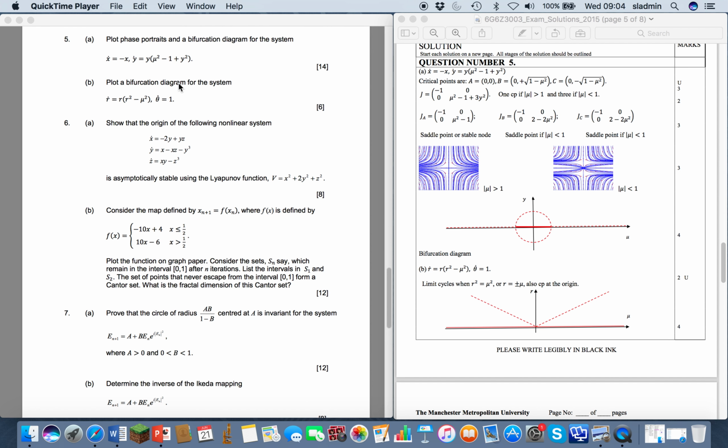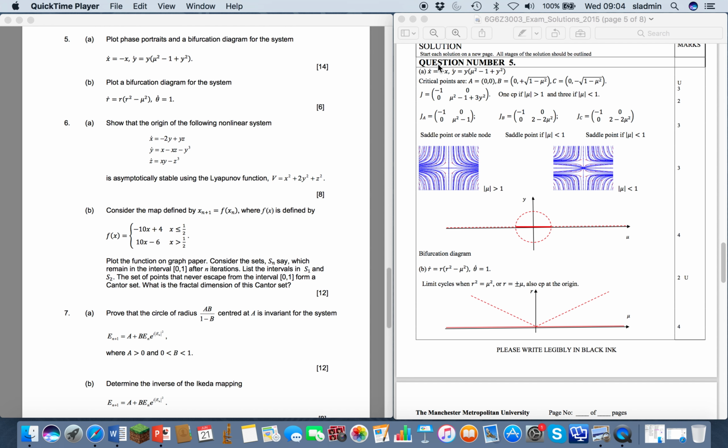These are the solutions to question number 5 for the 2015 Chaos examination paper. So we want to plot a phase portrait and a bifurcation diagram for this planar system, and for part B we want to plot a bifurcation diagram for this polar system.